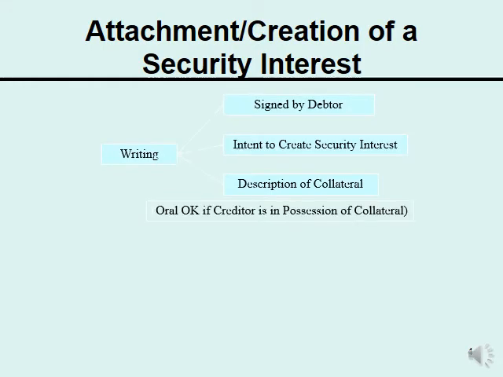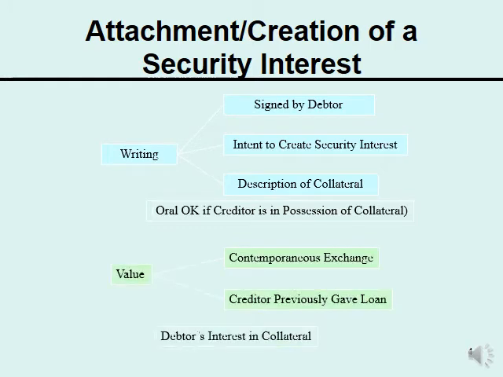Once you have attachment, you have a secured interest. And the security agreement that is written has the signature of the debtor, describes the collateral, and also has an intent to create the security interest noted in the writing. The security agreement can be oral if the creditor keeps possession of the collateral.